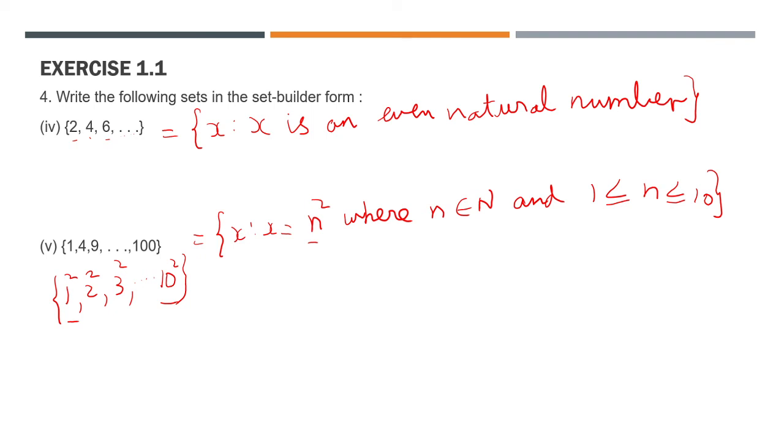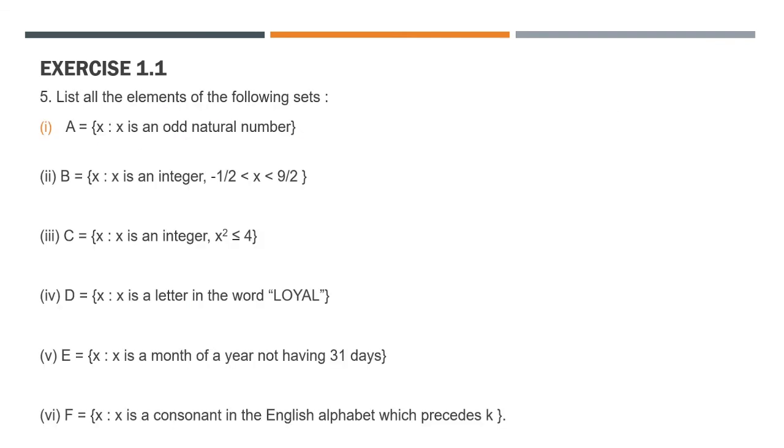Next one, list all the elements of the following. First one, A is equal to the set of all x such that x is an odd natural number. So this is equal to all odd natural numbers, which are 1, 3, 5, 7, and so on.